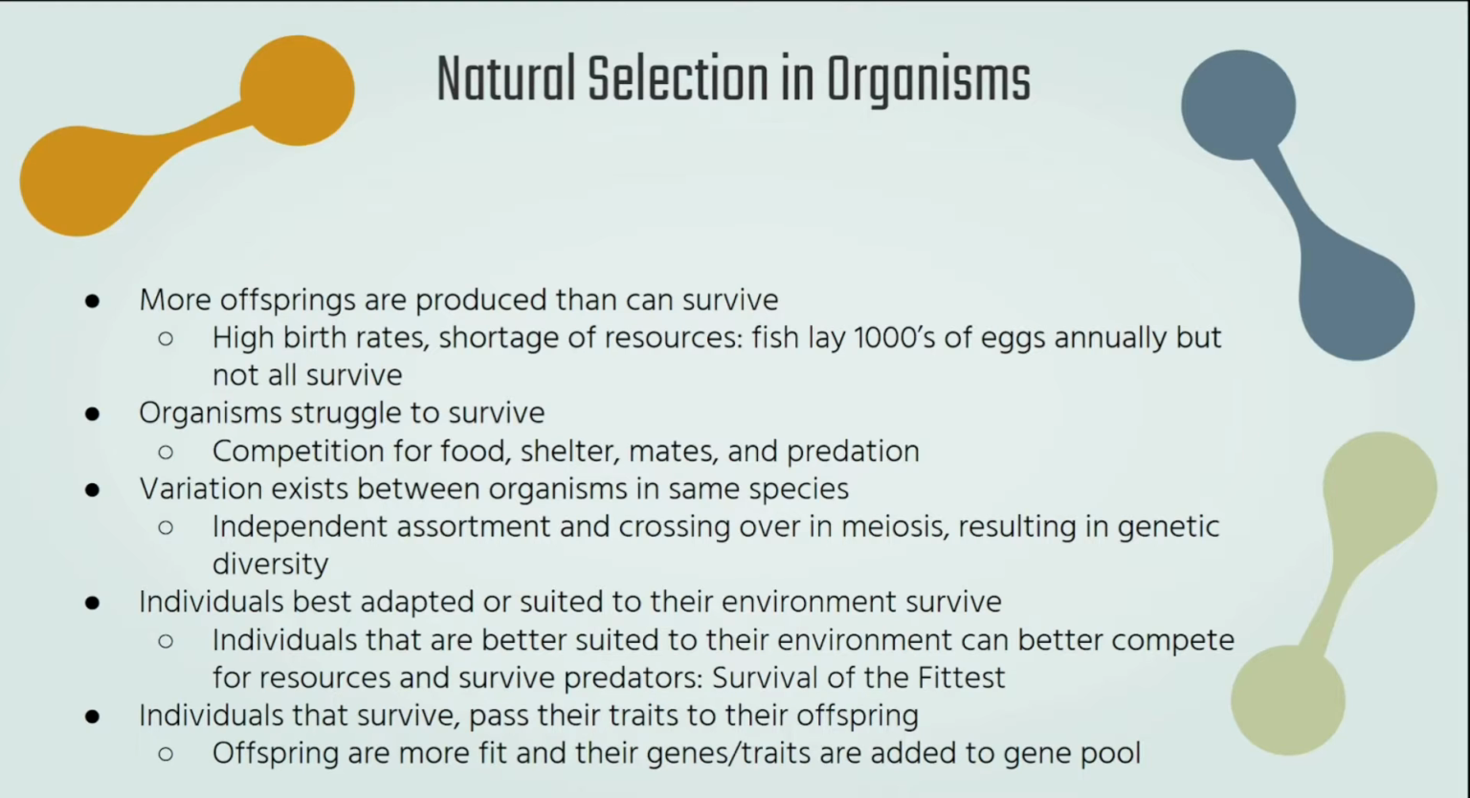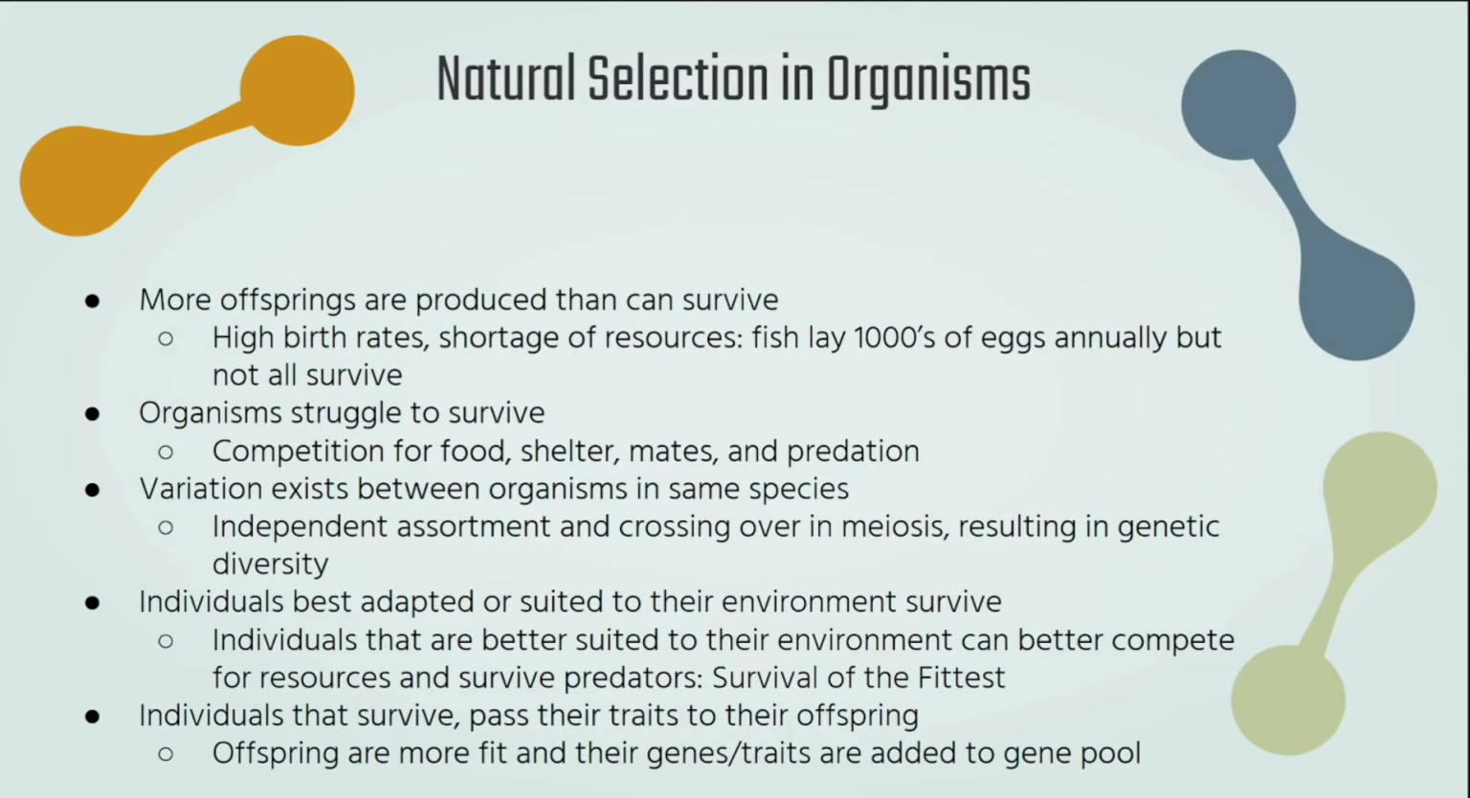Second, organisms tend to struggle to survive due to competition for food, shelter, mates, and predation in their habitats. Next, variation exists between organisms in the same species because of independent assortment and crossing over at meiosis, resulting in genetic diversity. From there, individuals best adapted or suited to their environment survive better than the other variations. Individuals that are better suited to their environment can better compete for resources and survive against predators.